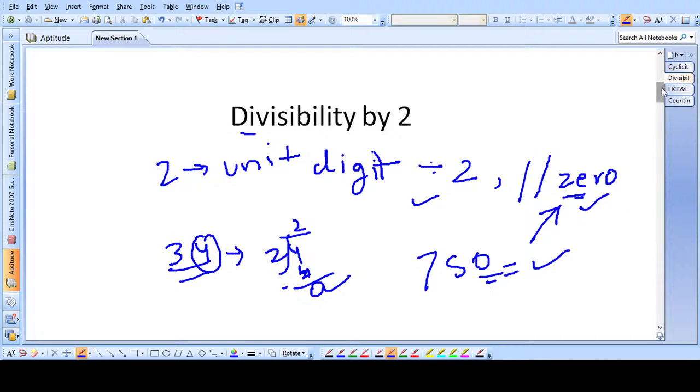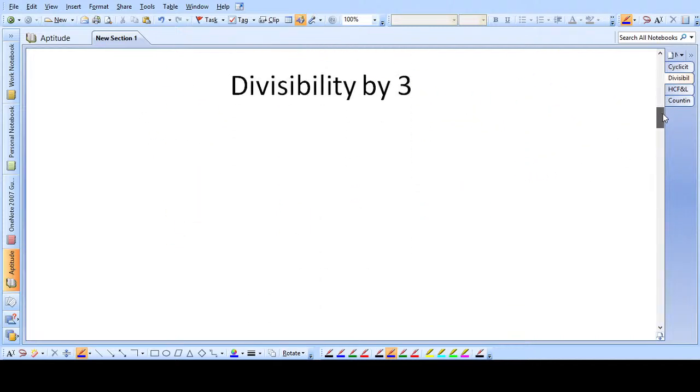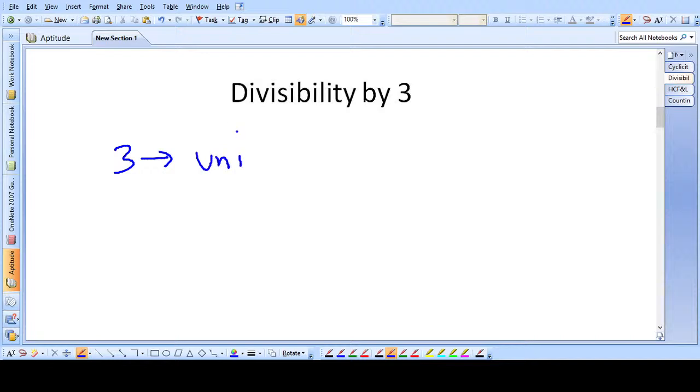Okay. Let's see the condition for 3. So what is the condition for 3? Similarly, for a number to be divisible by 3, the unit digit, the last digit of that number should be divisible by 3. Okay, that's it. Oh, sorry, I messed up. Not for 3. For 3, just a mistake.